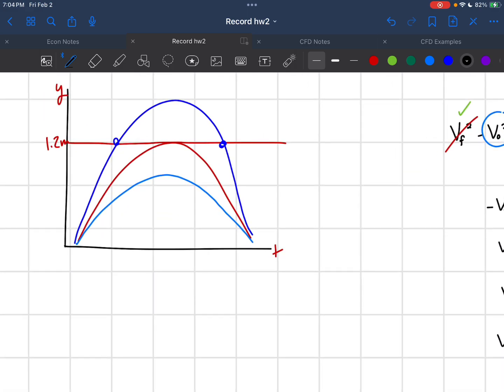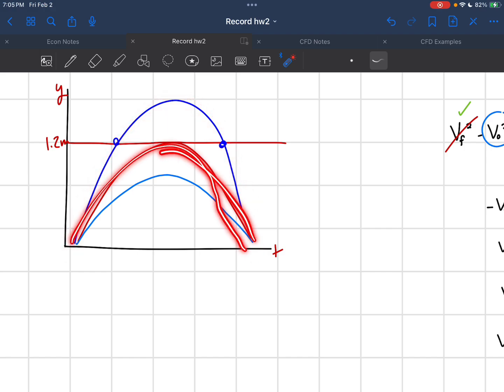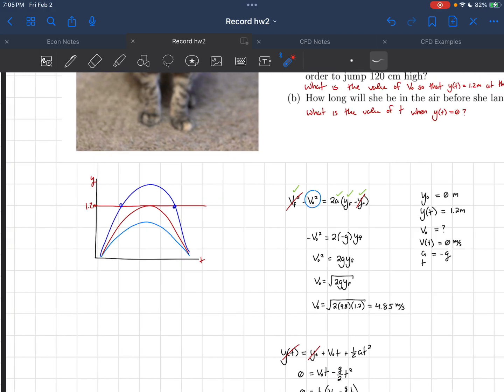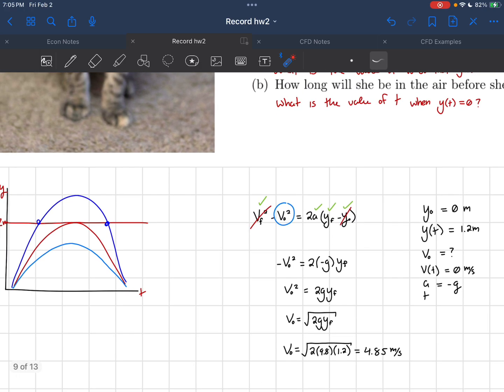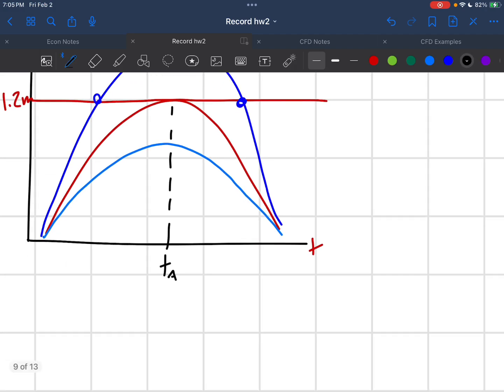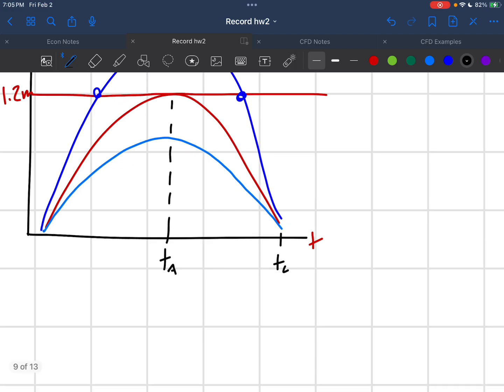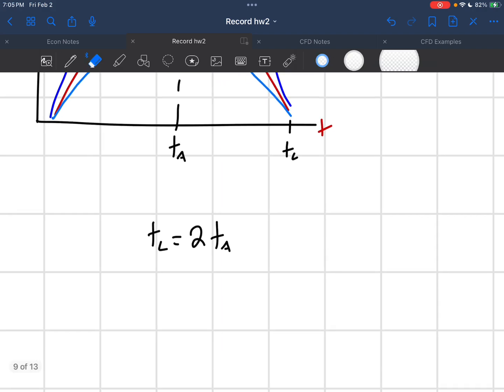Now the fun part is that I started and ended at 0, which means the path of Mary while she was in the air was uninterrupted, and it was this nice symmetrical parabola. So had I solved for time to apex, right? So that's my time to apex. My time to landing would have been twice my time to apex.